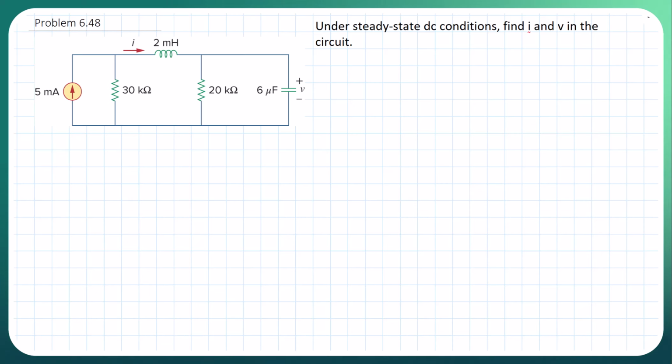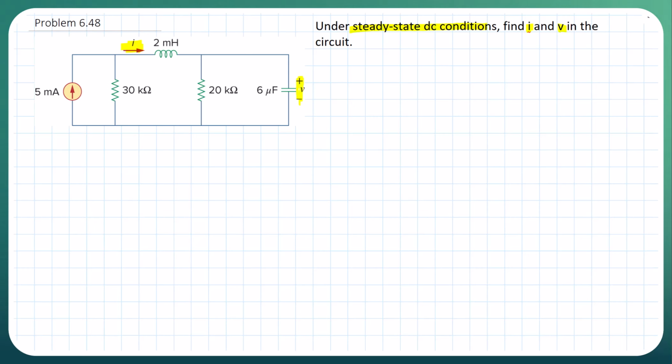All right, let's take a look at the circuit here. And we're given some conditions. We're saying under steady state DC conditions, we want to find the current I and the voltage V. So we want to figure out what this current is across here and what is the voltage drop over here.